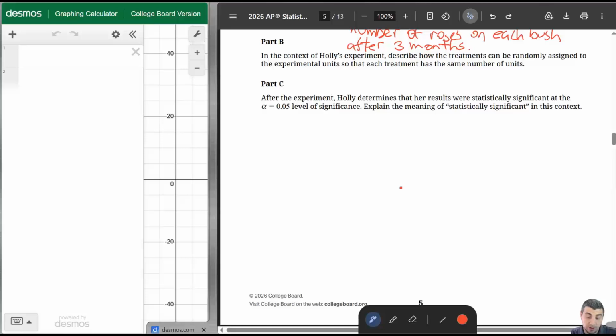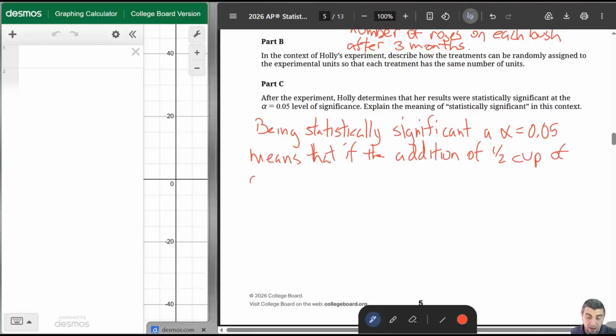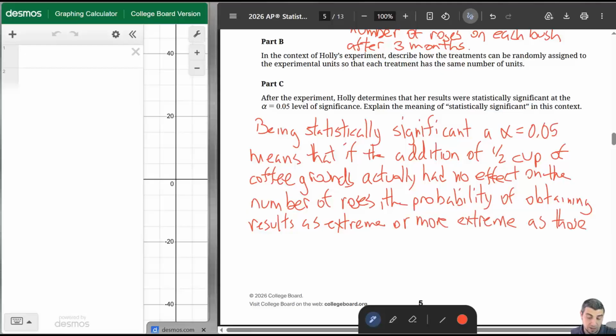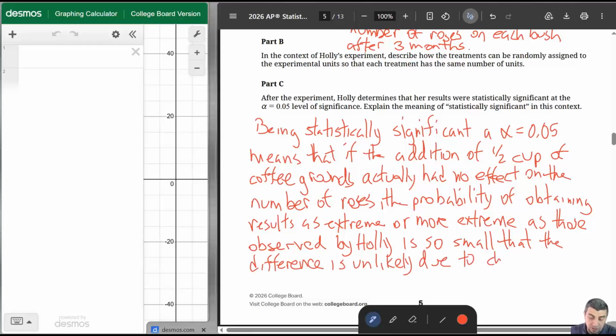Part C, after the experiment, Holly determines that her results were statistically significant at the alpha equals 0.05 significance level. Explain the meaning of statistically significant in this context. Being statistically significant at the alpha equals 0.05 level means that if the addition of 1/2 cup of coffee grounds actually had no effect on the number of roses, the probability of obtaining results as extreme or more extreme as those observed by Holly is so small that the difference is unlikely due to chance alone from random assignment.